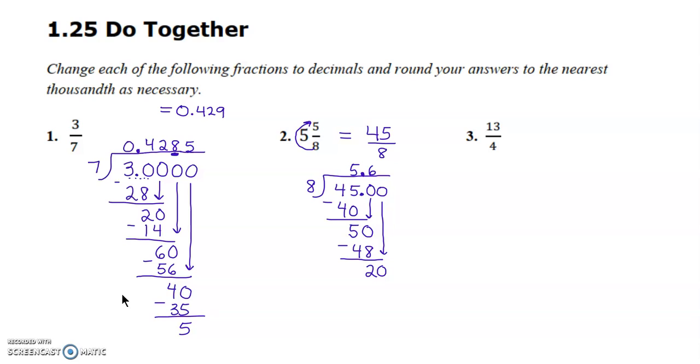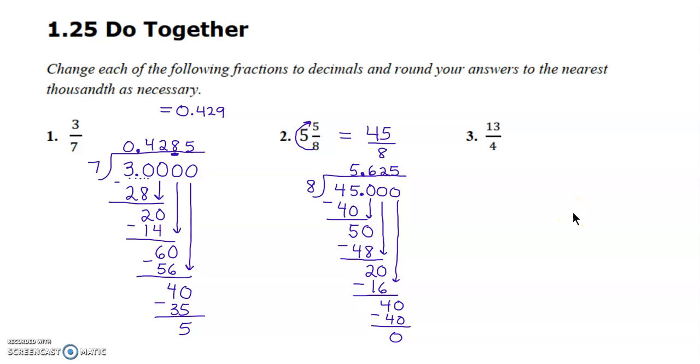8 goes into 20 twice. 2 times 8 is 16. Subtract. And we have a 4 remaining. So we're going to do one more 0 here. Bring it down. And this time it's going to work out for us. 8 goes into 40 5 times. 5 times 8 is 40. So this decimal is now going to terminate. So 5 5/8 is 5.625.